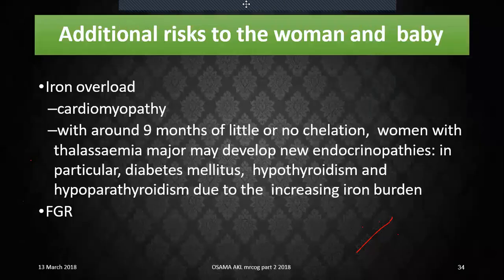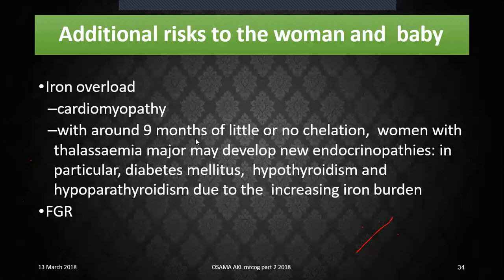Okay, as we said, this iron is deposited inside different body organs. The most important ones are the heart, which is the commonest cause of death in thalassemia, and also the liver. It can lead to cardiomyopathy. If we leave this woman without iron chelation for 9 months, she will develop diabetes, hypothyroidism, hypoparathyroidism due to iron toxicity. So why do we say 9 months? It's the duration of pregnancy.